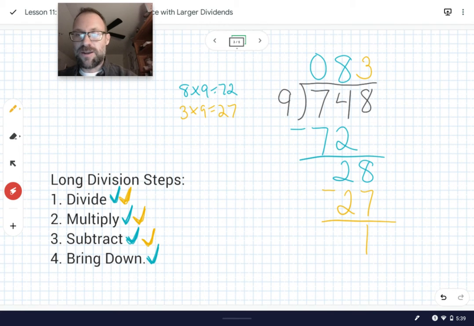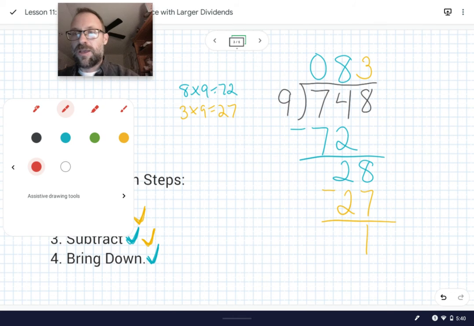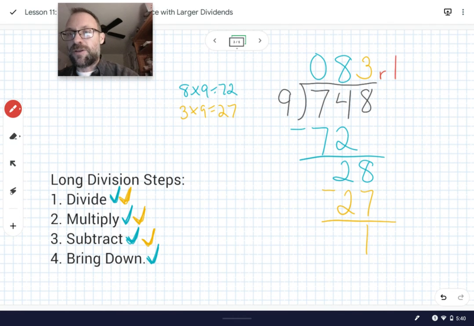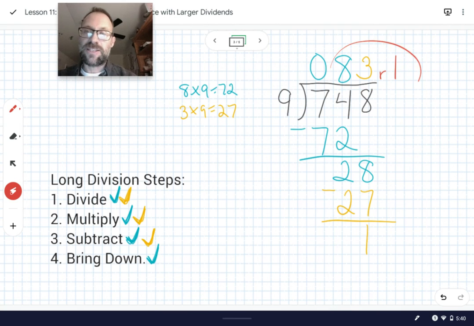All right. So let's take our remainder. Let's bring it up into the answer line. Okay. Our complete answer is 83. The remainder of 1. That's the quotient. 748 divided by 9 is 83 with a remainder of 1.